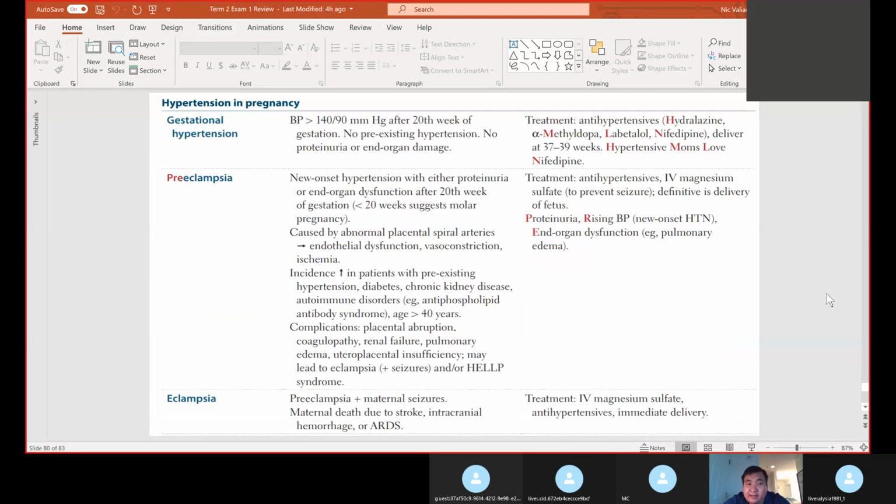Hypertension in pregnancy, high yield. Preeclampsia and eclampsia. What's the difference? Preeclampsia, you don't have any seizures. Eclampsia, you have seizures. Preeclampsia, you have proteinuria. Check for the protein and hypertension, increase in BP. And eclampsia is very deadly. Why? You have seizures. What's the treatment in eclampsia? High yield, magnesium sulfate. If it's not there, the answer is immediate delivery.